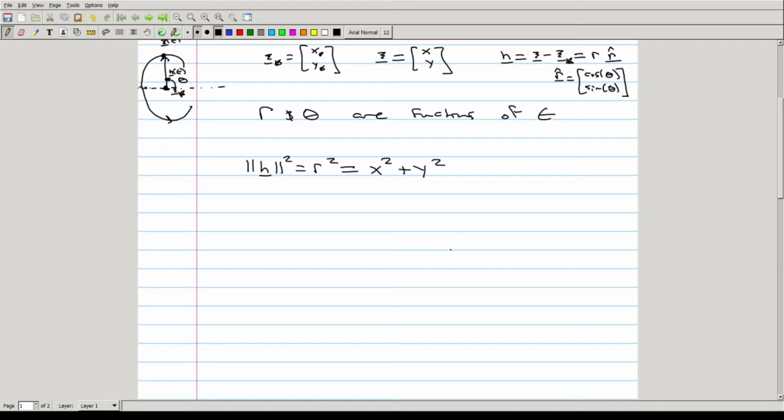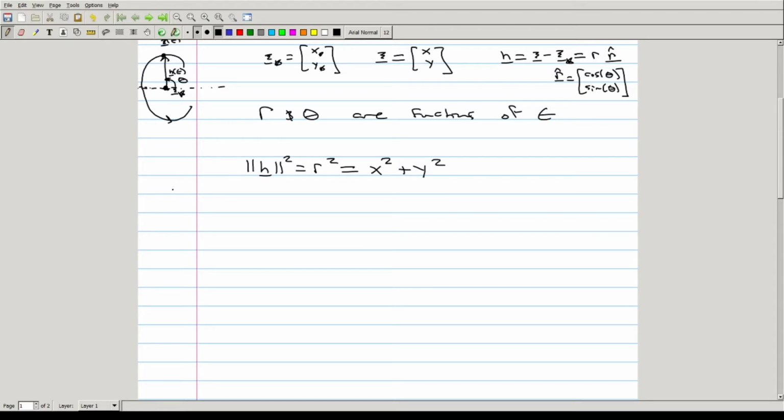So the goal here is going to be to get a system of differential equations that's related to our original first order system of differential equations, but depends on r and theta instead of x and y. We can actually use this very often to obtain information about how a solution is traveling and moving in a given region.